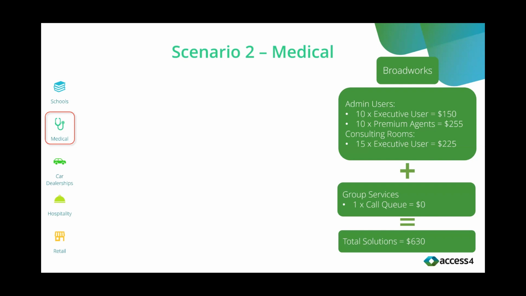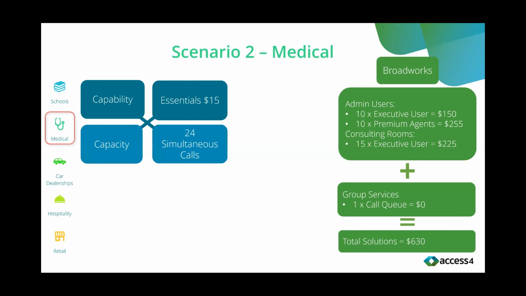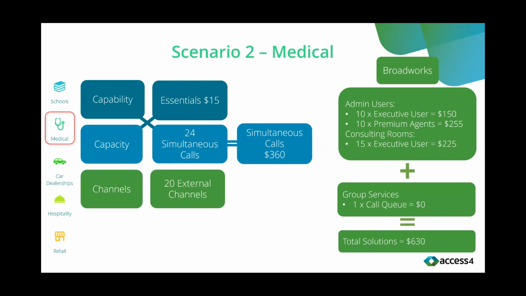Group services, of course, call queuing. We need the call queuing in there. And the total solution itself is about $630 per month. Now, if we look at it from a capability perspective, most of those agents or users within the business will need essentials, which is $15 a channel license. So we want 24 simultaneous calls internally and externally within the business. Those simultaneous calls come up to $360 per month.